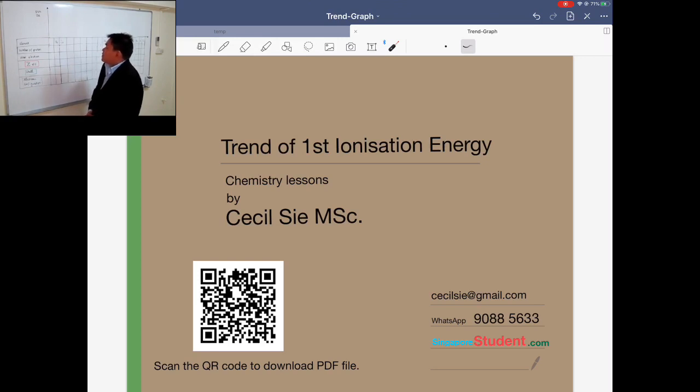I'm going to continue with the topic today, which is how to draw the trend of the first ionization energy of elements from hydrogen to calcium. The way we draw the graph today is similar to the previous two explanations before.